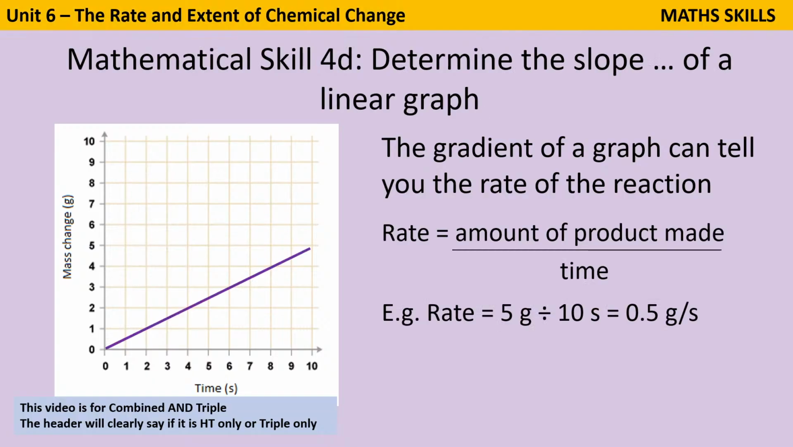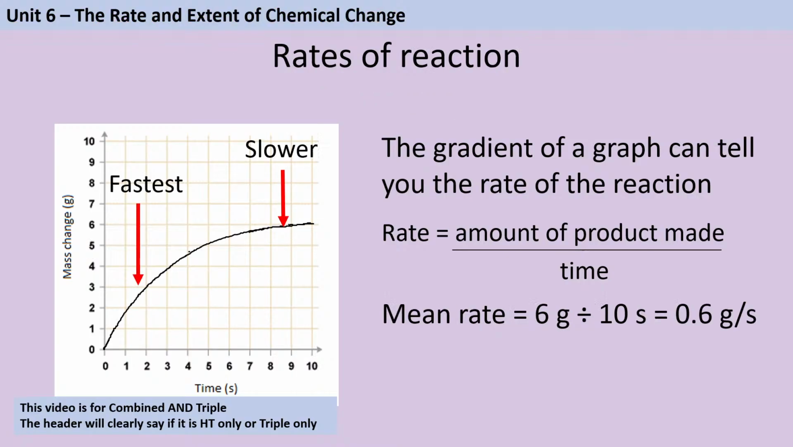You could be asked to actually calculate the gradient of that graph. So obviously from your maths lessons, you know that we can calculate the gradient by doing the change in y over the change in x, or you might remember rise over run or something like that. But if I wanted to work out the average rate of reaction here, I would say, okay, it's used up 5 grams, I can see that here, and it's taken 10 seconds to do that. So again, I just use that same formula, and I find that 5 divided by 10 is 0.5.